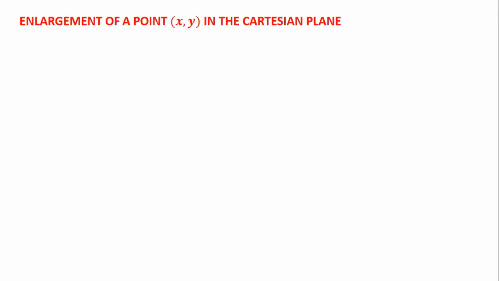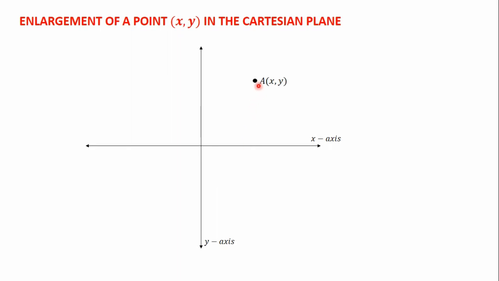Enlargement of a point XY in the Cartesian plane. We have our Cartesian plane here, so this is our x-axis and this is our y-axis. Now, let's assume that we have a point here, point A with coordinates xy. We can transform point A from this position to another position by multiplying the coordinates of point A by a constant. Now, this is what I mean.